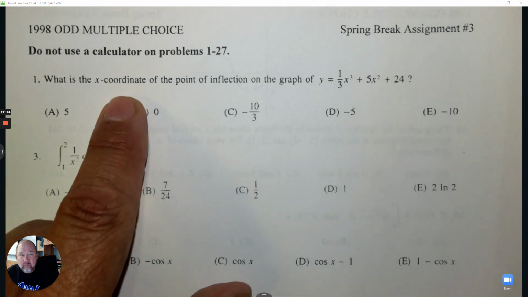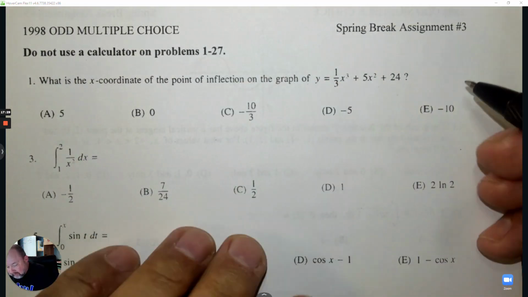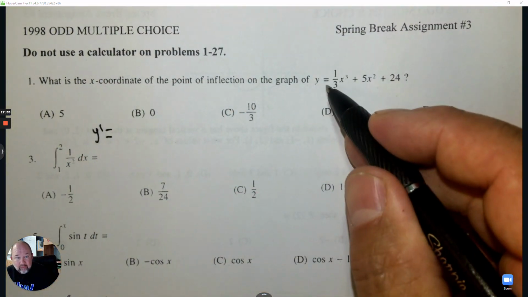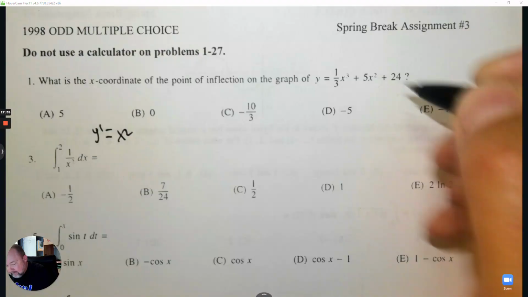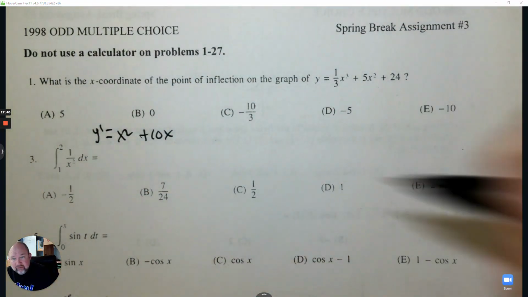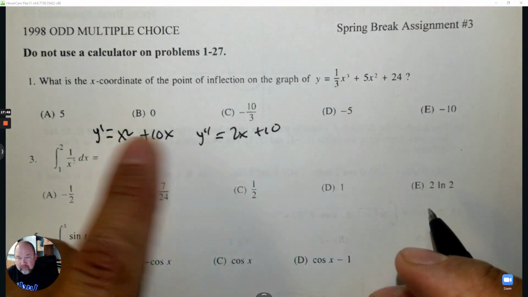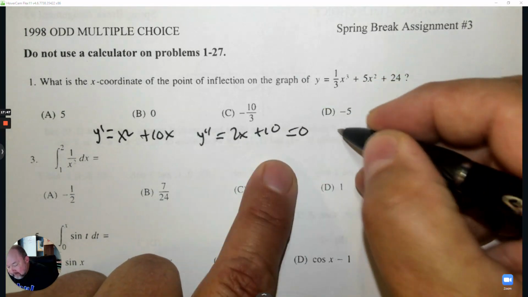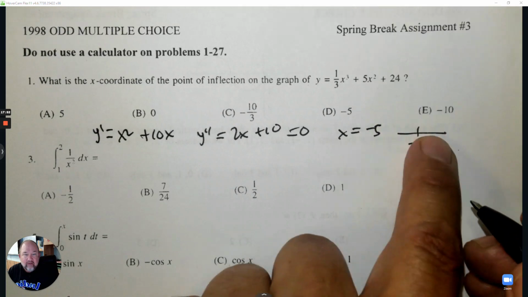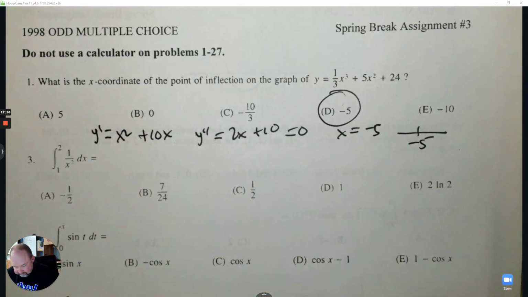What is the x-coordinate of the point of inflection here? So to find the point of inflection, we're going to take the derivative twice. So the first derivative, 3 times a third is 1, so it's just 1x squared. 2 times 5 is 10x. And we're going to do it again. That gives me 2x plus 10 equal to 0. When I solve it, I get negative 5. And then the signs are going to change because we have an odd multiplicity. So I know there's a point of inflection at negative 5.